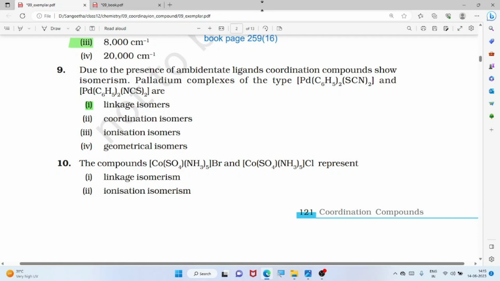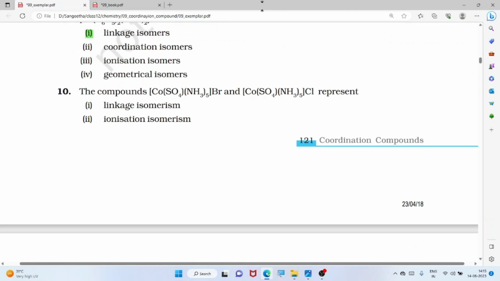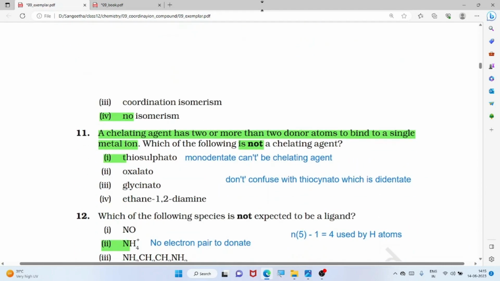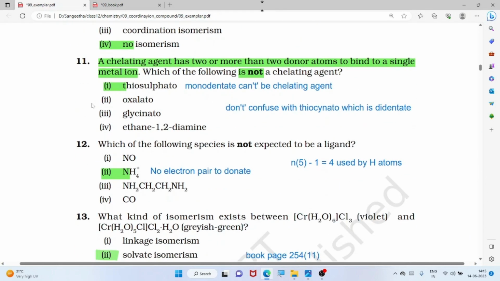Due to the presence of ambidentate ligands, coordination compounds show isomerism. Okay, this is linkage isomers. You can go through that book. These compounds represent linkage isomerism.